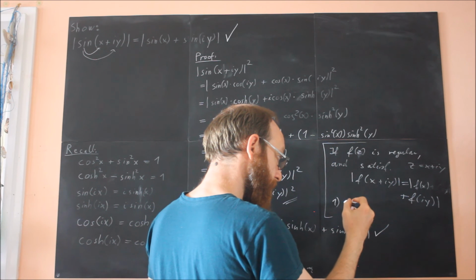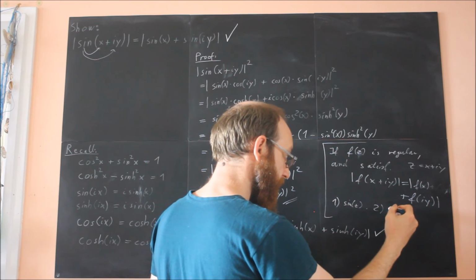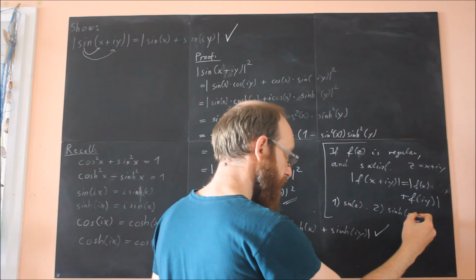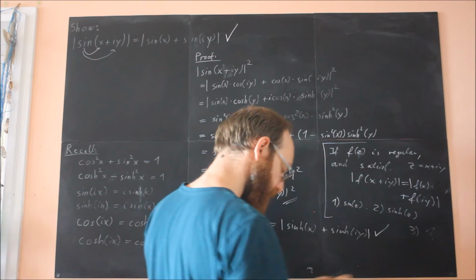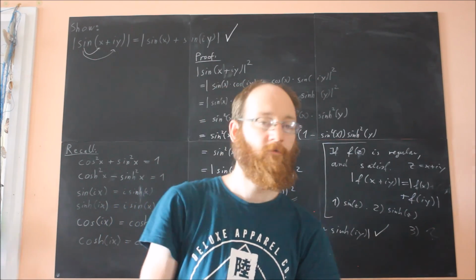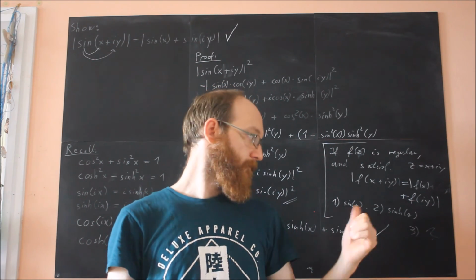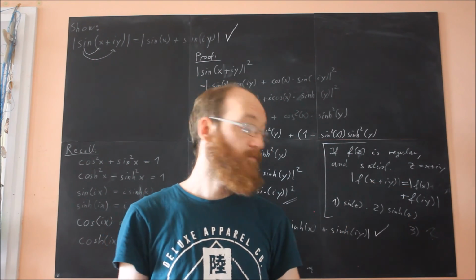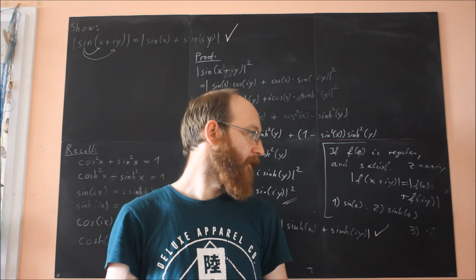So the first one is sine, the second one is the hyperbolic sine, and there is a third one, and I give this as homework for you. There is a third function f of z satisfying this property. It's quite obvious if you take a close look, but play around with that.